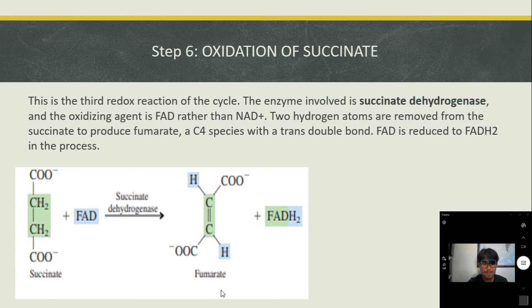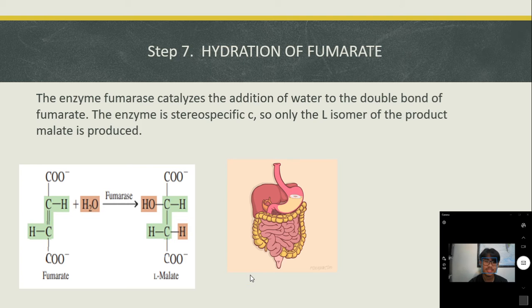In step 7, the hydration of fumarate. The enzyme fumarase catalyzes the addition of water to the double bond of fumarate. The enzyme is stereospecific, so only the L isomer of the product malate is produced. So remember that the enzyme is fumarase, which produces L-malate. Only L-malate is produced with the help of fumarase, from fumarate.